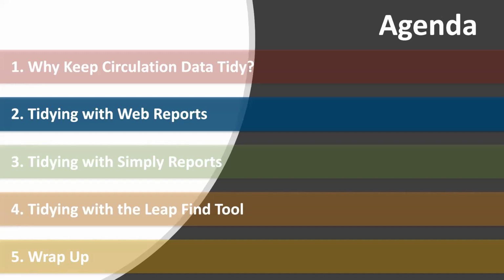Our webinar is going to start off by highlighting some web reports that will help us with tidying circulation data. Some of these will be familiar to you, and hopefully you'll learn one or two new ones that you can start to incorporate. Web reports is really the easiest place to start if we're looking for some small cleanup tasks. The great thing about these reports is that the legwork is already done. They're already looking for a specific condition that can be cleaned up, and they've already identified the patrons for you. All you really need to do is open the patron's record in Leap and find whatever condition we're focusing on.